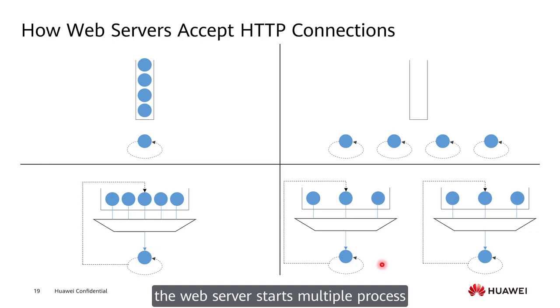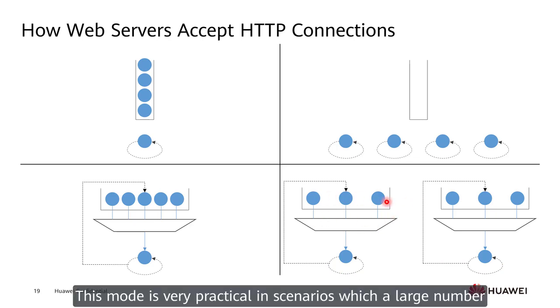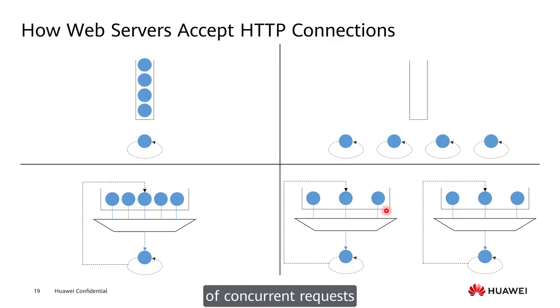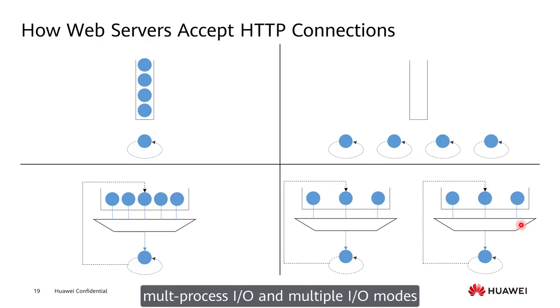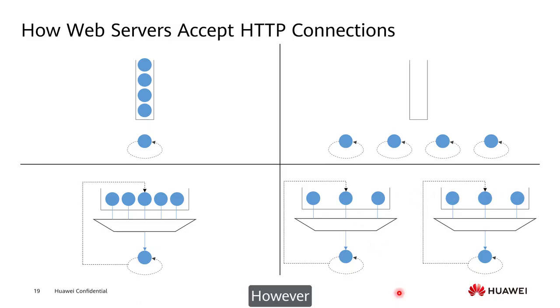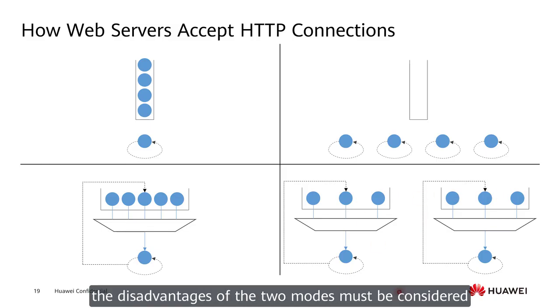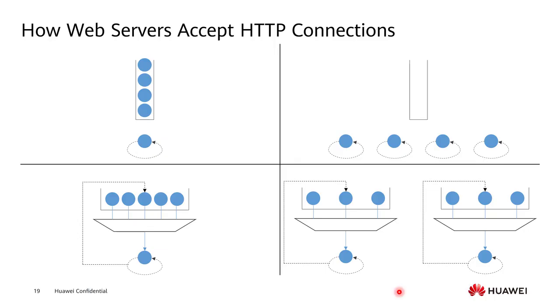In this mode, the web server starts multiple processes, and each process contains multiple threads. This mode is very practical in scenarios with a large number of concurrent requests. For example, in the Internet scenario, this mode has the advantages of multiple process I/O and multiplexing I/O modes. However, the disadvantages of the two modes must be considered.